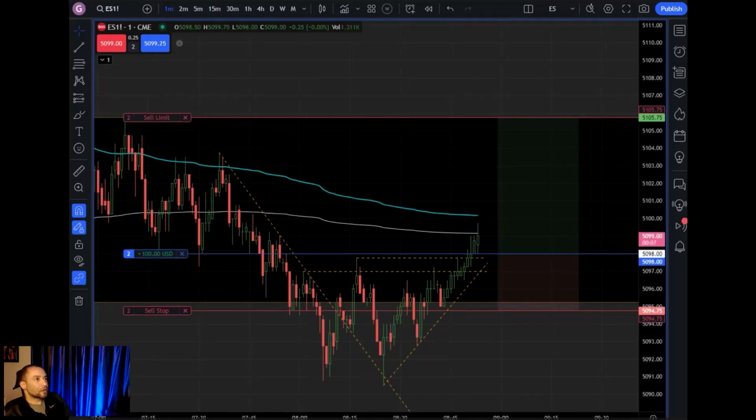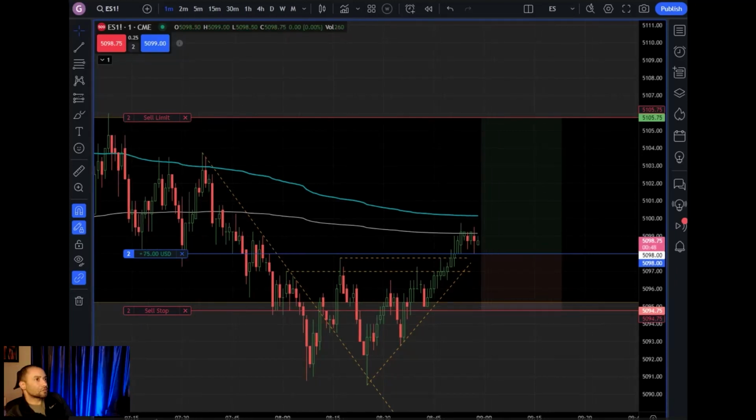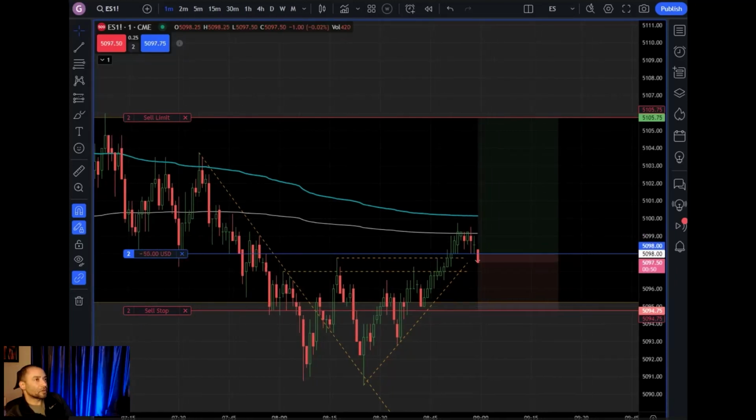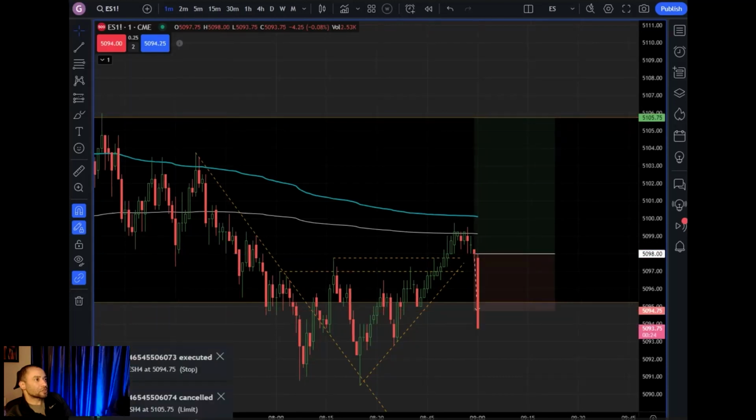Get a little price spike here. Price starts to move up into VWAP, and price just has a lot of trouble breaking through VWAP, and eventually it just rejects. And unfortunately for us, strong move to the downside to stop us out of that trade. So we won the first trade. We lost the second trade. We lost the third trade.